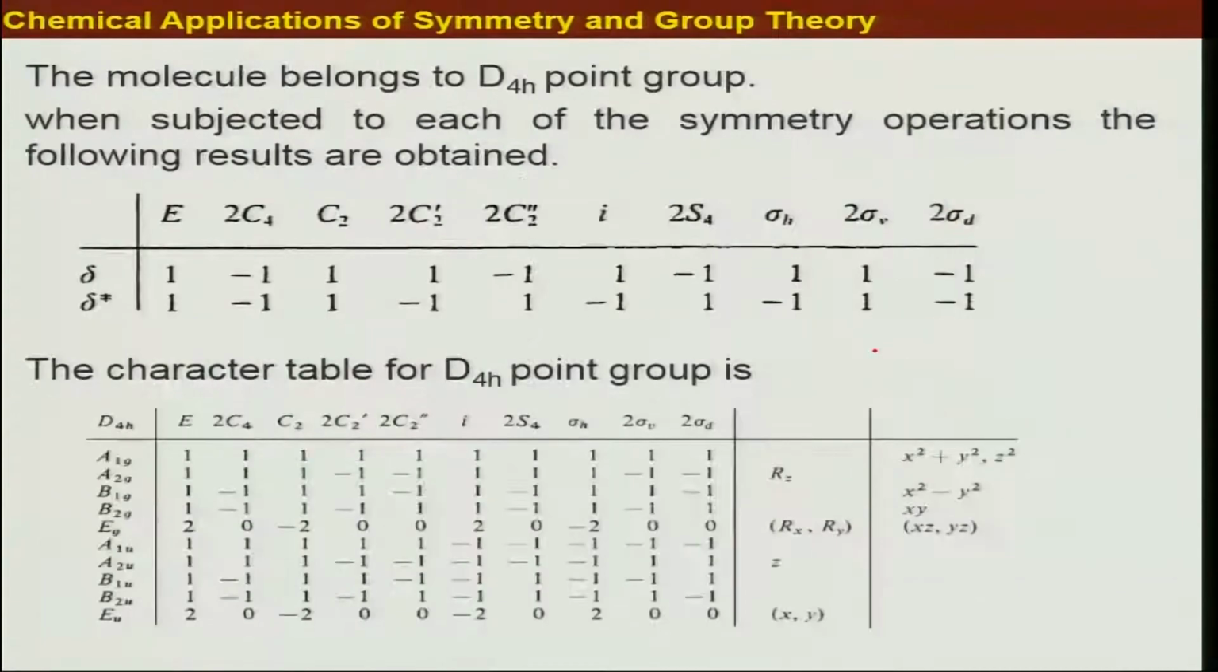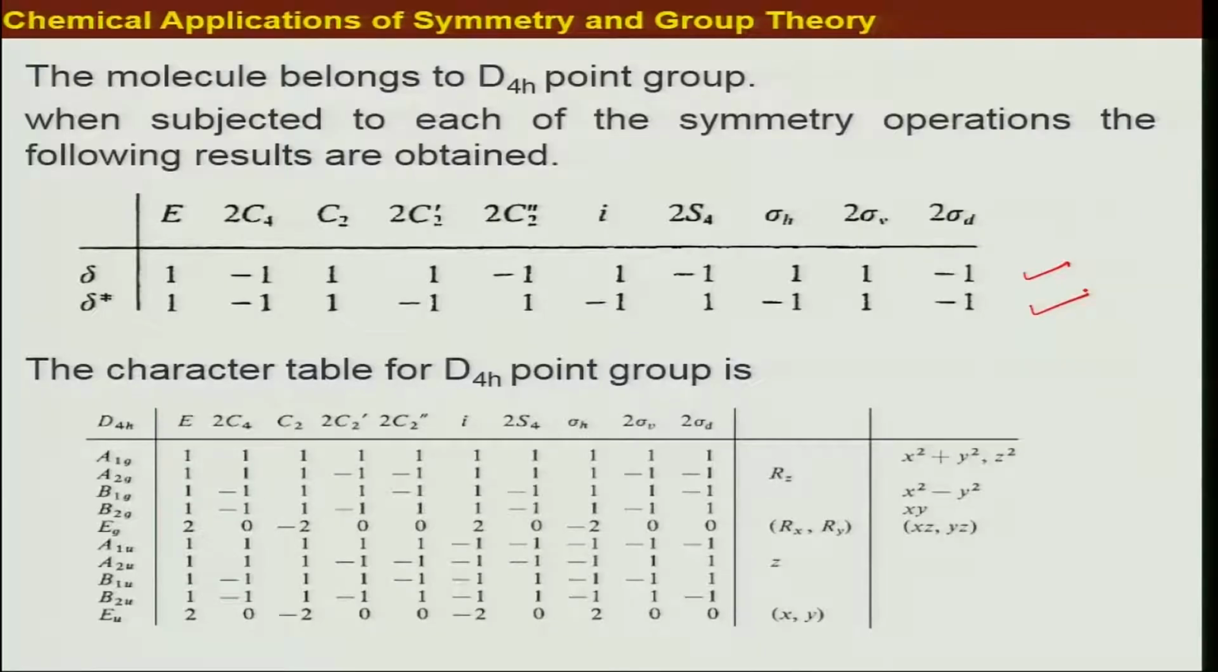So, the molecule belongs to the D4h point group. If you are not convinced here, then I request you to go back to the second week of this lecture and learn a little more about point group analysis. So, this molecule has D4h symmetry. Once we operate all the symmetry operations on these two orbitals, delta and delta star, we see that we get representations as this.